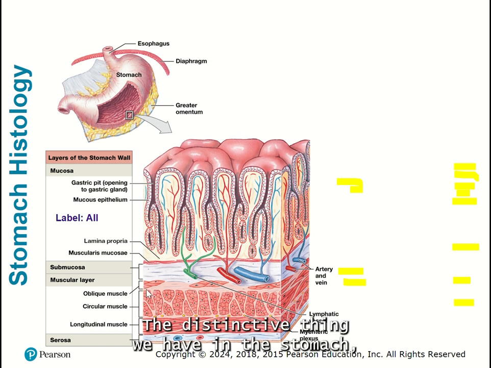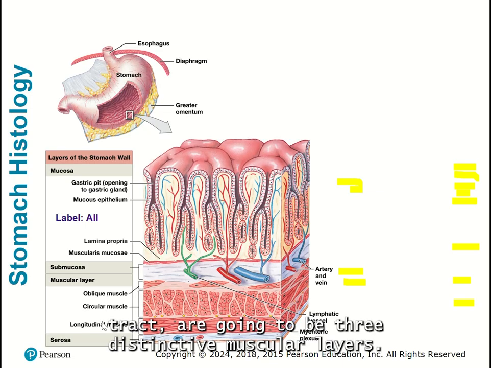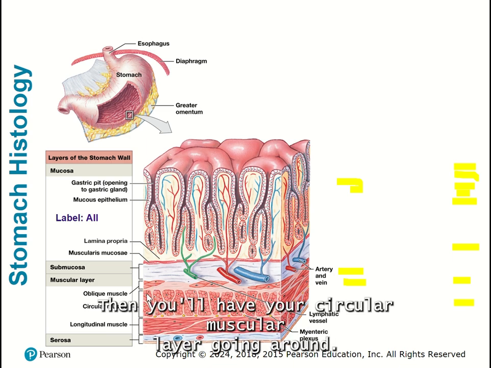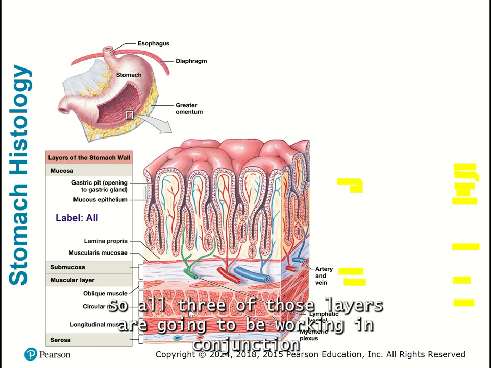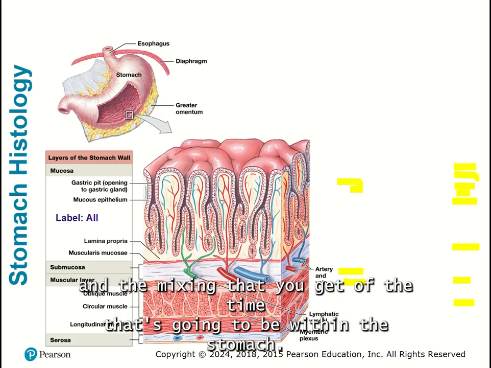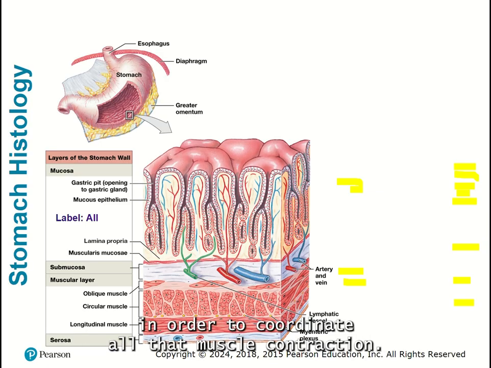The distinctive thing we have in the stomach, as opposed to the rest of the digestive tract, is 3 distinctive muscular layers. You will have muscles running in a diagonal direction, so that's oblique. Then you'll have your circular muscular layer going around, and then you're going to have your longitudinal muscle layer. All 3 of those layers are going to be working in conjunction with each other so that they are able to coordinate the churning and the mixing of the chyme within the stomach. Do notice you have these plexuses. Again, you're going to need plexuses in order to coordinate all that muscle contraction.